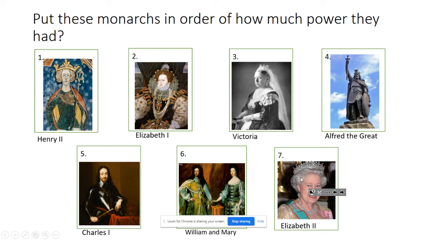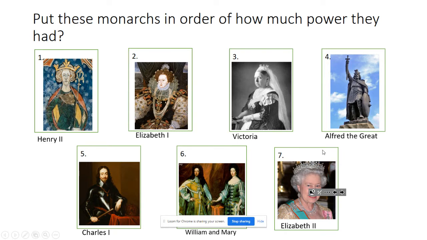I put number 4, Alfred the Great. Why? Because he's one of the first English kings. He's in full power, and at the time of the Vikings, he manages to secure Britain as a nation. Charles I is 5th because although he was executed, up until his execution he ruled. He had huge amounts of power that the government were unhappy about. He had the power to get rid of Parliament and to raise taxes whenever he wanted. William and Mary come in 6th because although they rule for a long time, they have their power stripped from them. They don't have the power that other monarchs do.